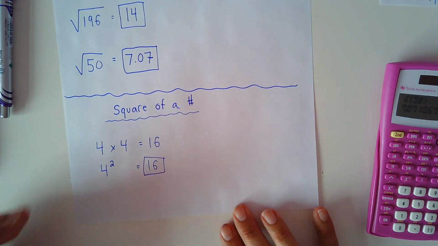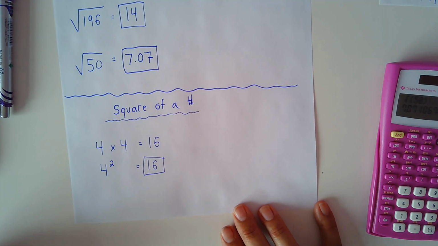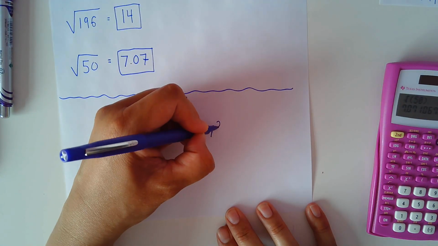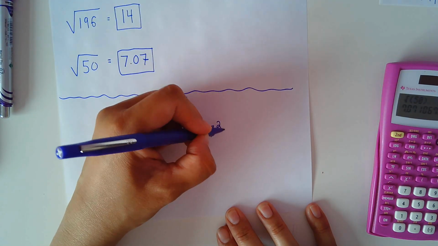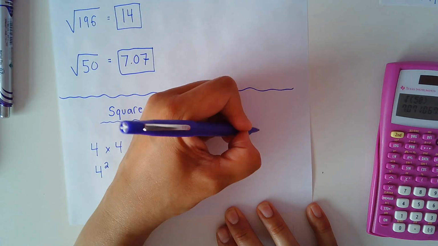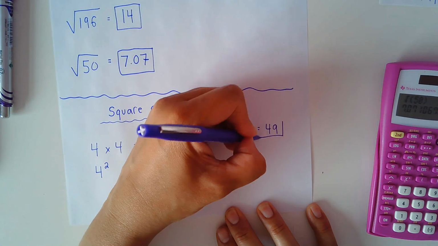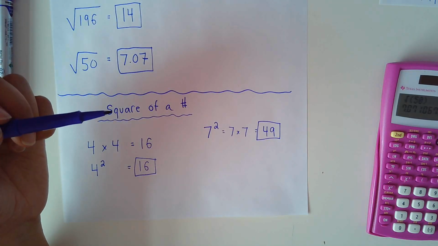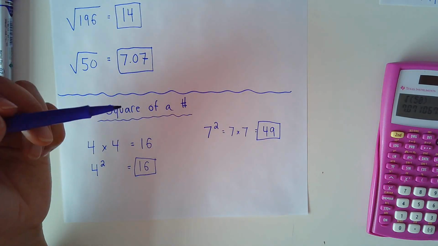So what is the square of 7? So what I'm looking for is 7 squared, meaning 7 times 7, which is 49. Okay, so 7 squared is 49. So the square of 7 is 49.